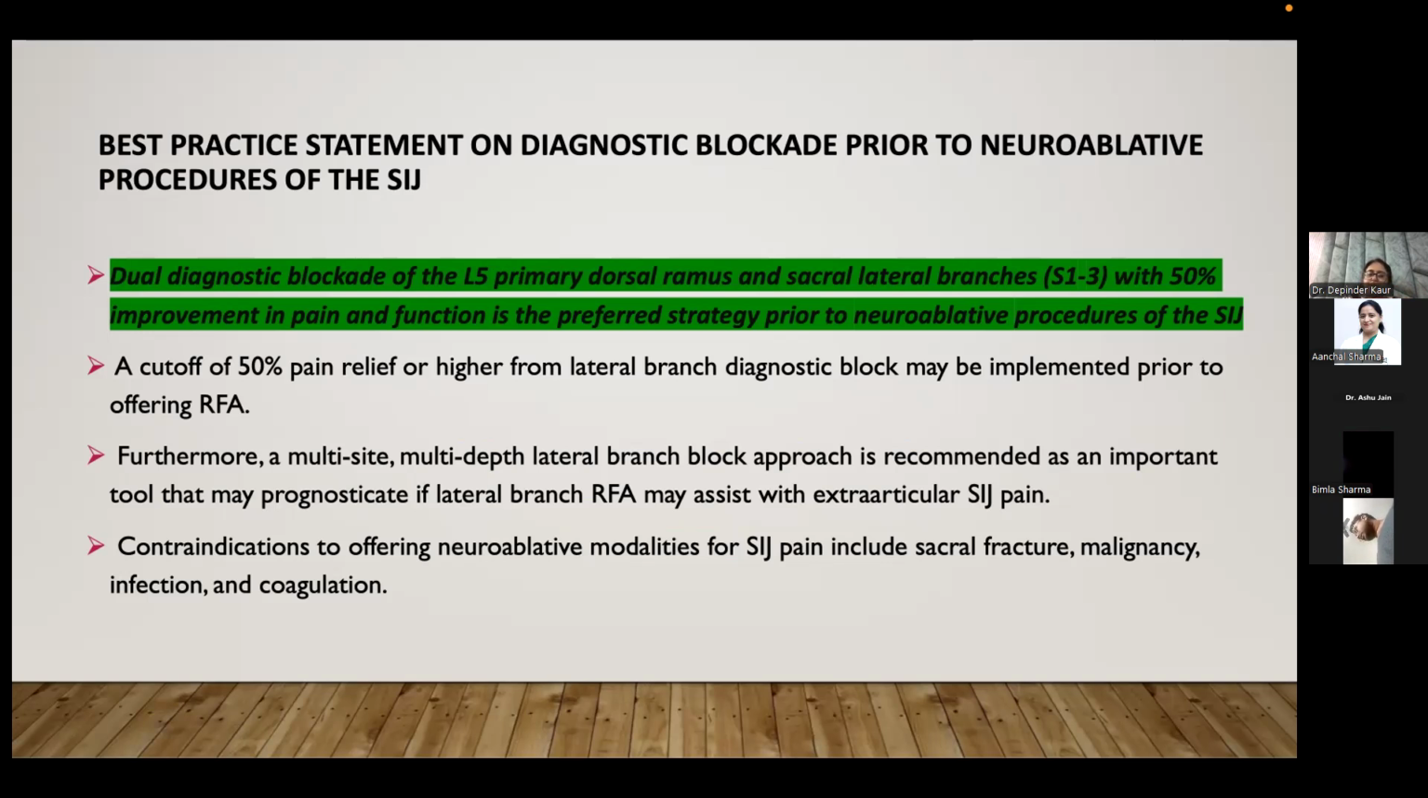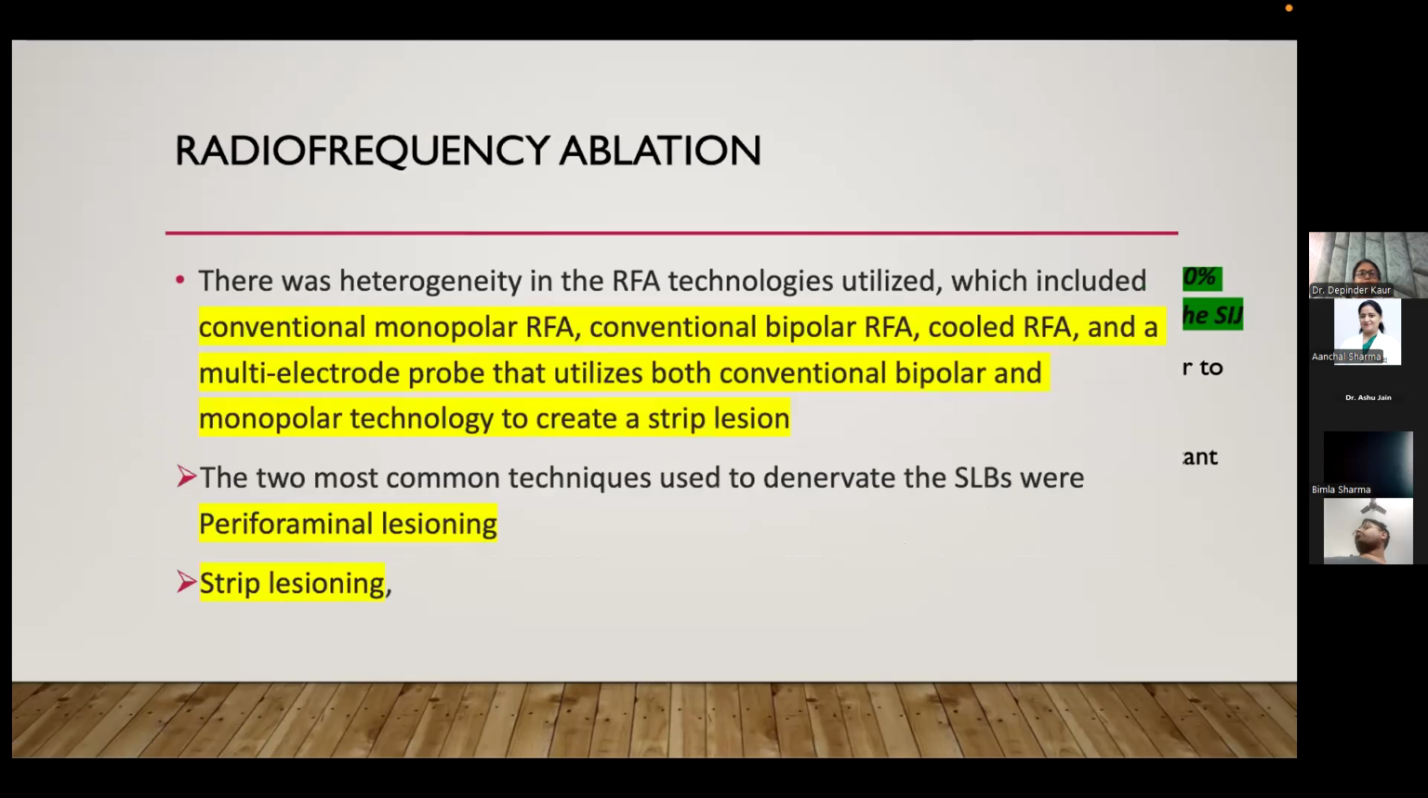They have advised that the multi-site, multi-depth lateral branch approach is recommended, because in this condition we can prognosticate if the lateral branch can assist with the extra-articular SI joint pain. Contraindications are sacral fracture, malignancy, infection, and coagulation problems. So far we have covered the diagnostic block.